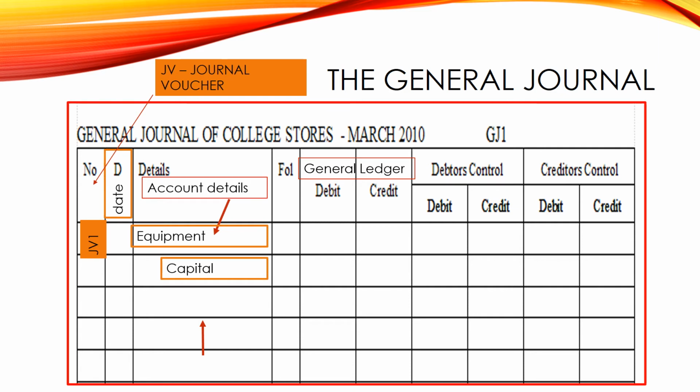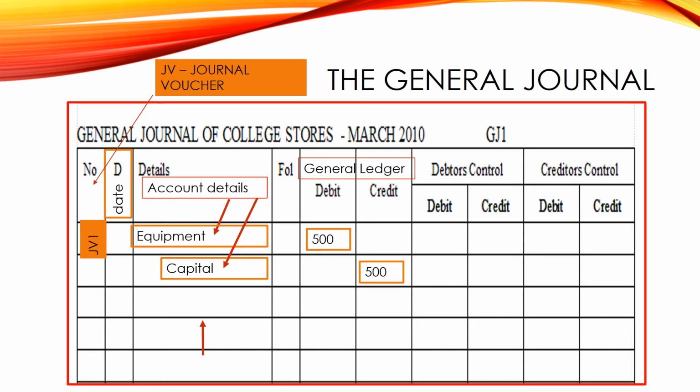Okay, so equipment and capital don't relate to debtors and creditors, so we won't be using these two columns. We will purely concentrate on the general ledger columns, debit and credit. So we will debit equipment to show that we are increasing, and we will credit capital to show that we are increasing capital.